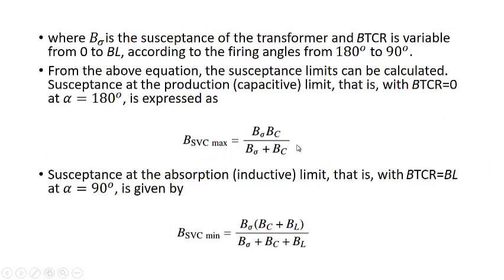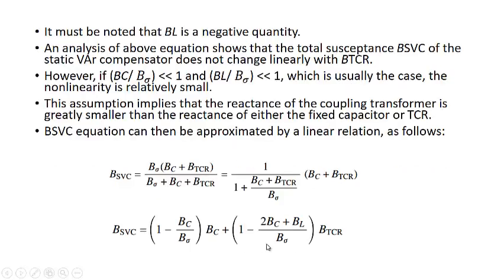This is the protection limit. We can say this is the absorption limit. Here we can assume what will be the value of BSVC, and in this case it will have the maximum value. In this case it will have a minimum value. It must be noted that BL is a negative quantity. That is what I was just telling you.